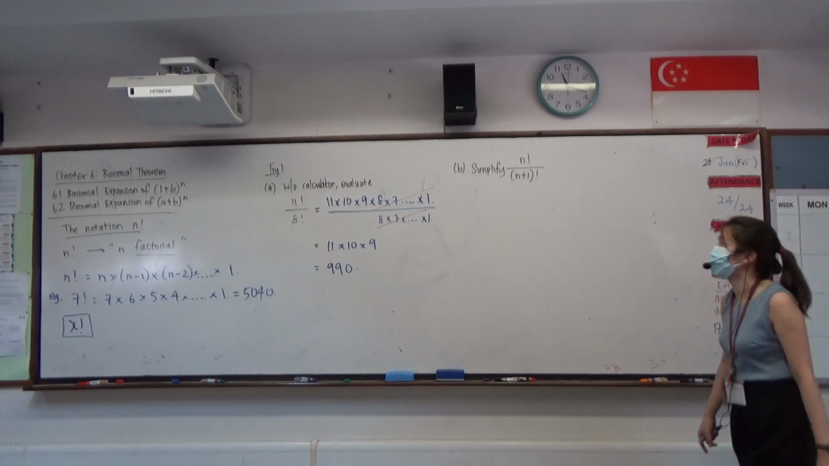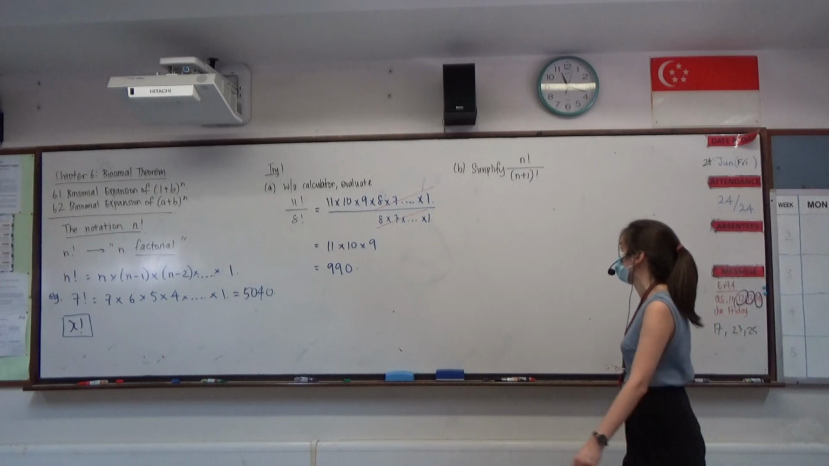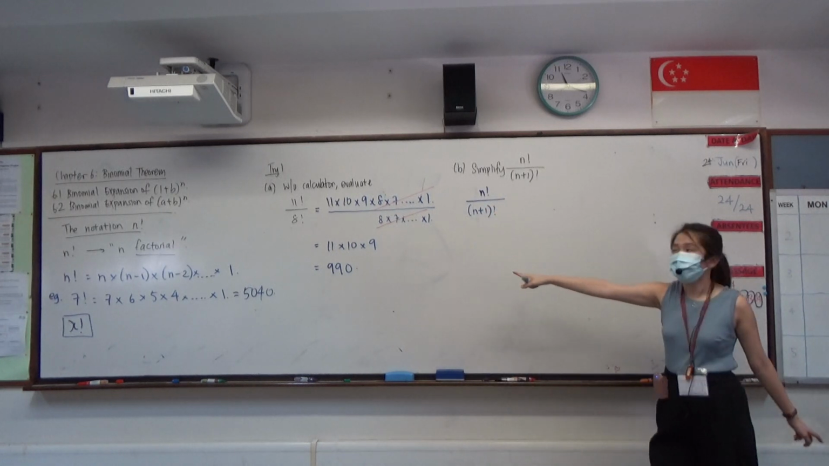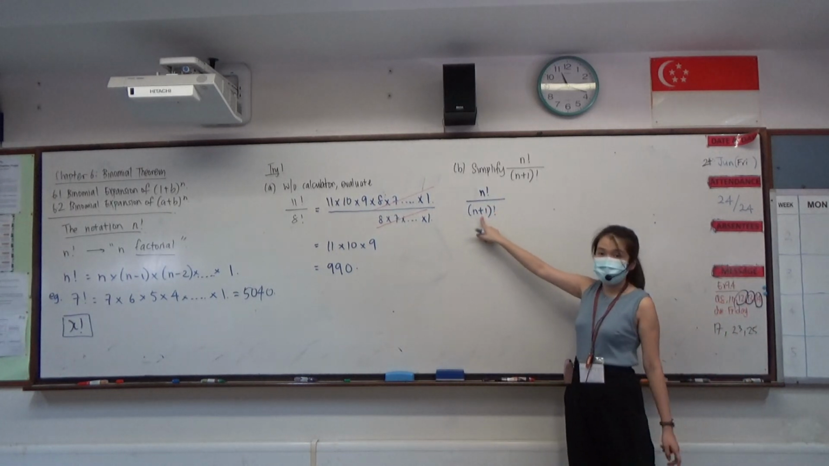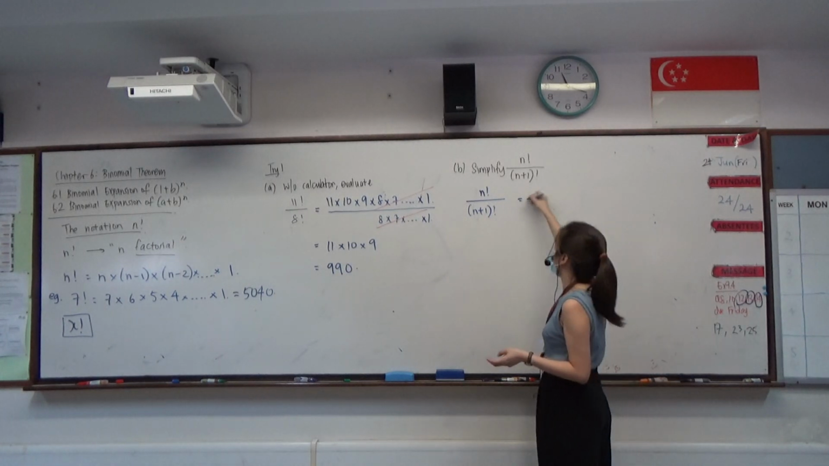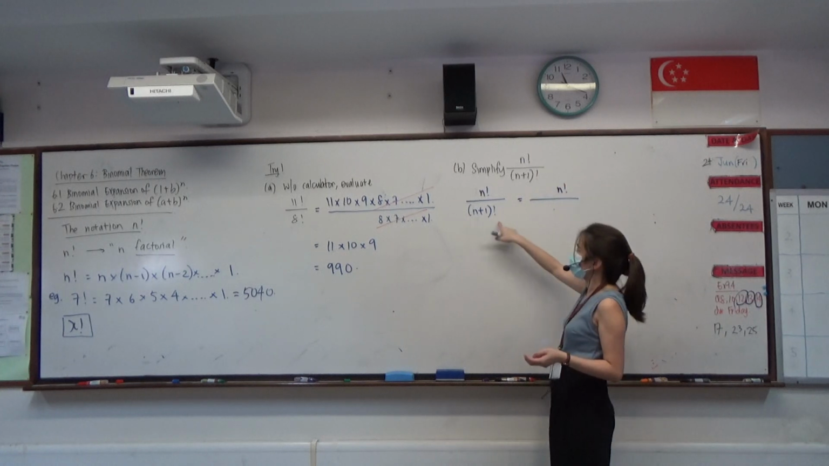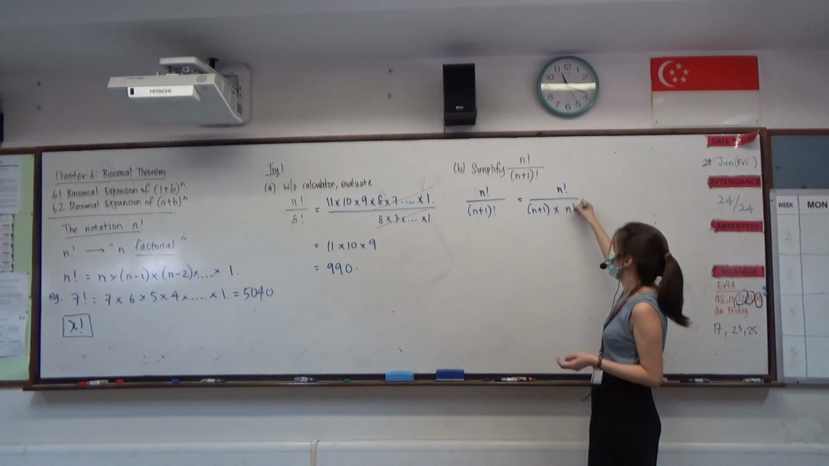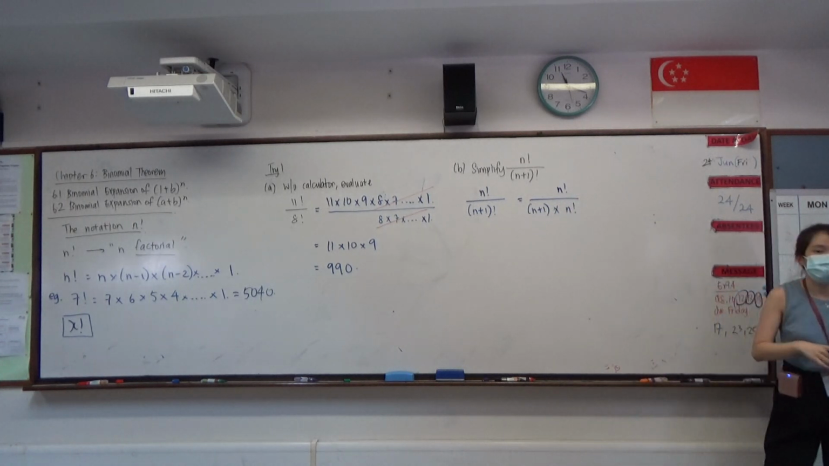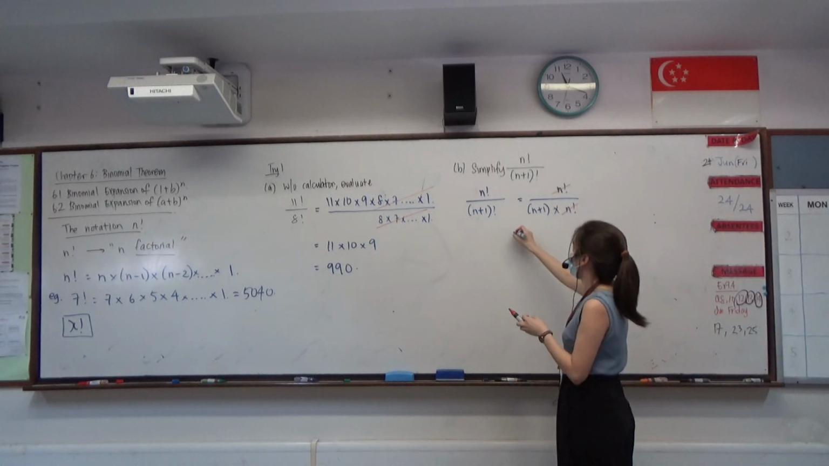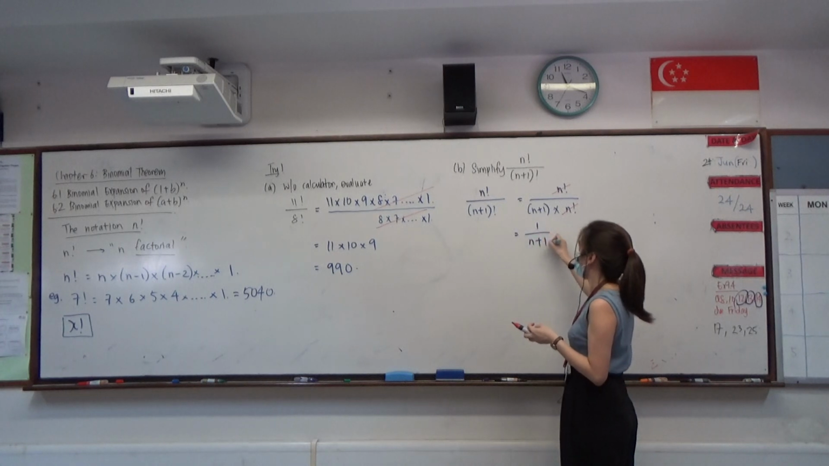Simplify n factorial over n plus 1 factorial. Now there are no numbers, so how? As I mentioned earlier, the bigger number, n plus 1, will include the n factorial inside it. So I can understand n plus 1 factorial as n plus 1 times n factorial. Do you agree? Then we can cancel away the n factorial, so we are left with 1 over n plus 1.